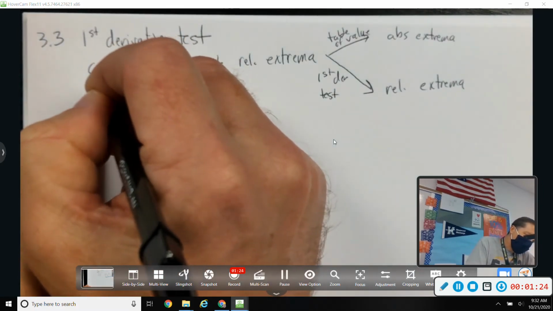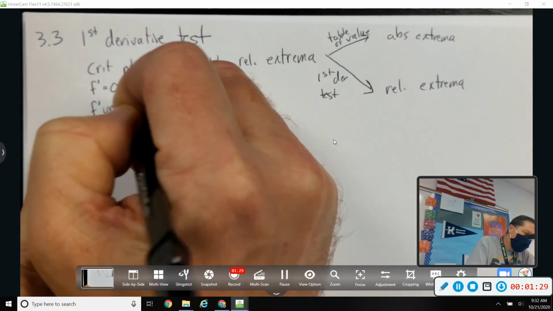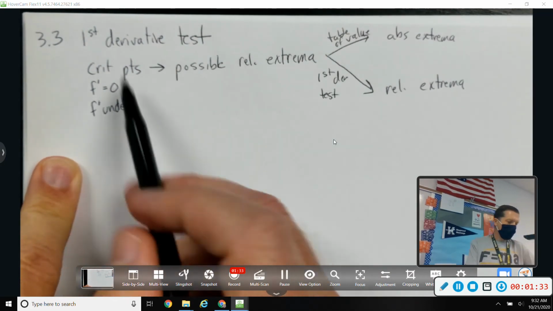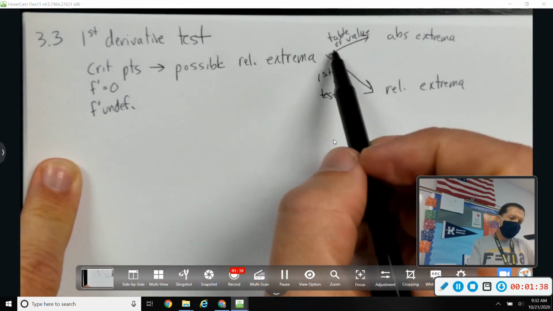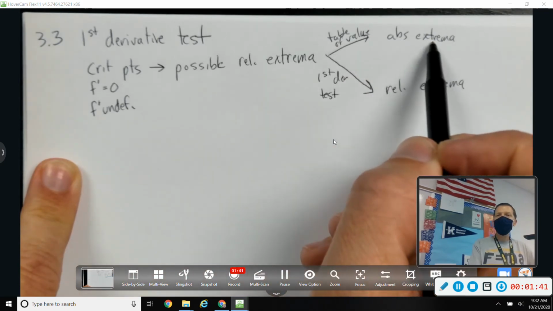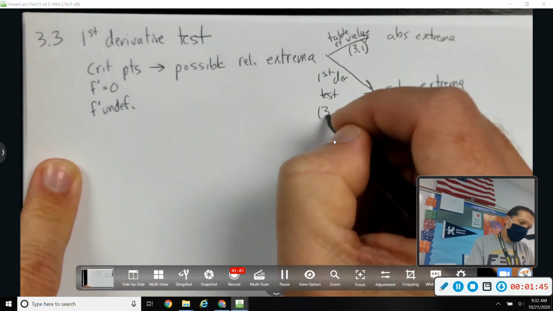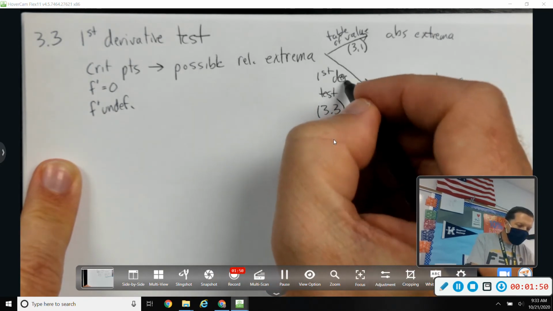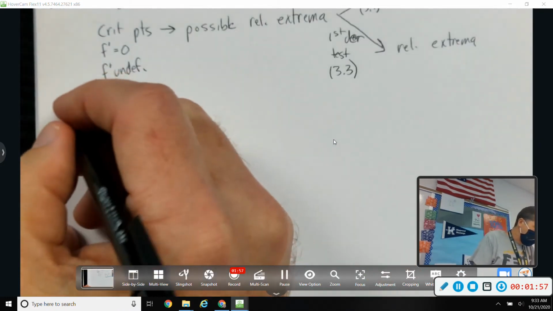On the subject of reviewing, at critical points f prime is 0 or undefined. So we've done the first step. We've done critical points. That was 3.1. Also part of 3.1 was doing a table of values to discover the absolute extrema. Today we're going to learn the first derivative test to figure out which ones are the relative extrema. So that's the big picture of what's going on today.